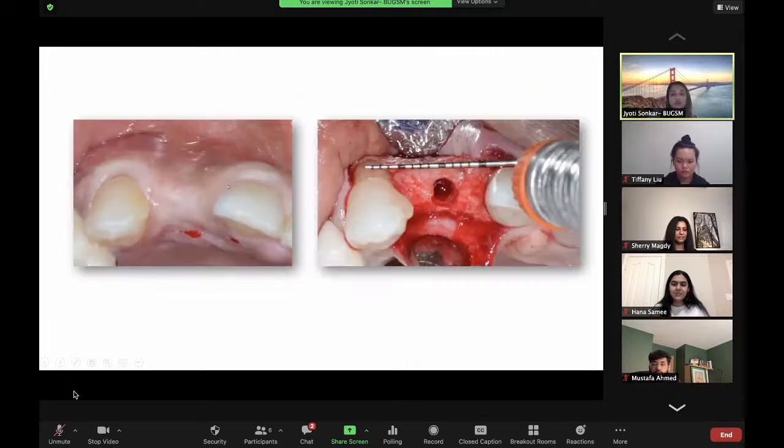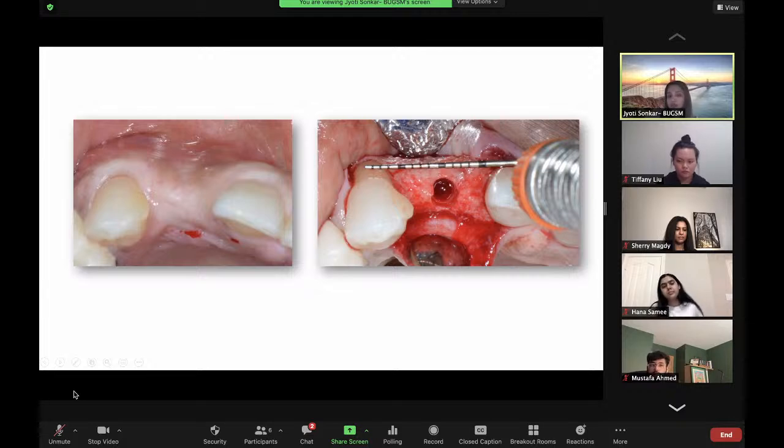So moving on. When I was able to open this area, there was not really enough bone in the front area. Remember how I mentioned that you need at least 2 millimeters of bone when you're planning for an implant. In this case, the site didn't have enough bone tissue. It was less than 2 millimeters.